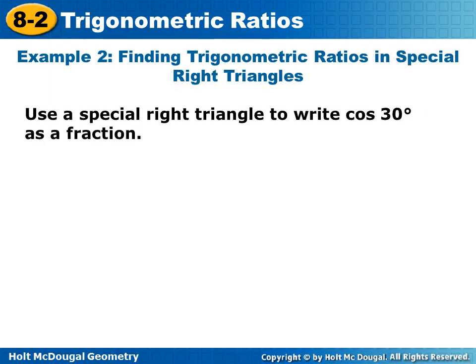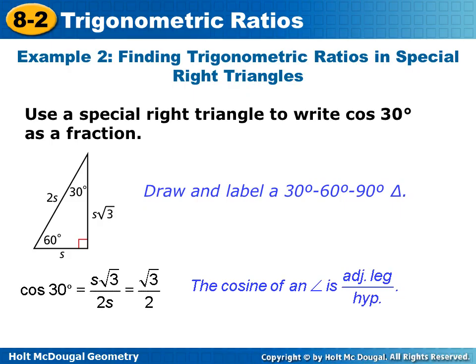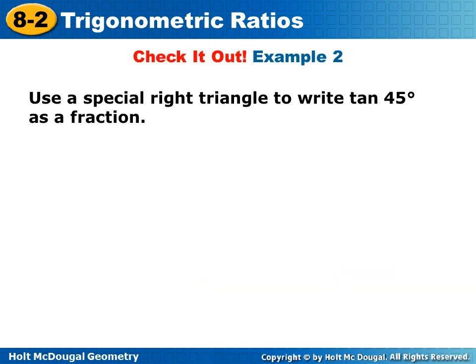Use a special right triangle to write the cosine of 30 degrees as a fraction. So remember, we had our special right triangles, 30-60-90, where one side was the short side s, and then s radical 3, and then 2 times the short side. Remember, the cosine is adjacent over hypotenuse. So the cosine of 30 is s radical 3 over 2s. The s's cancel, leaving us with radical 3 over 2. Radical 3 over 2 is always the cosine of 30. And these are special angles that you'll need to memorize later on.